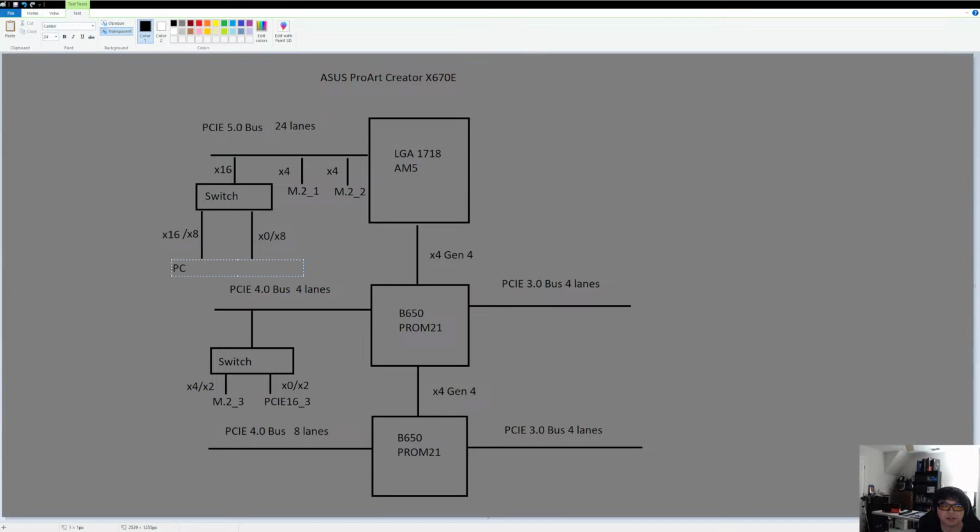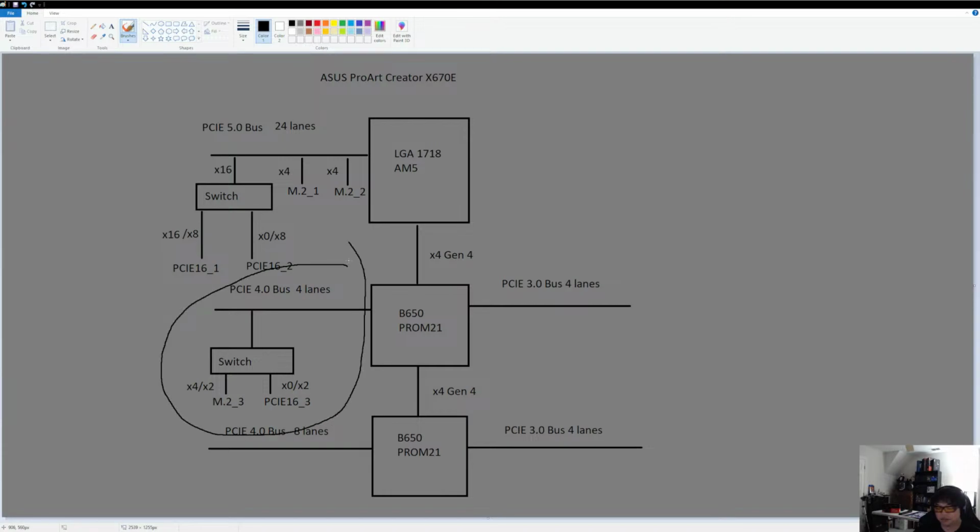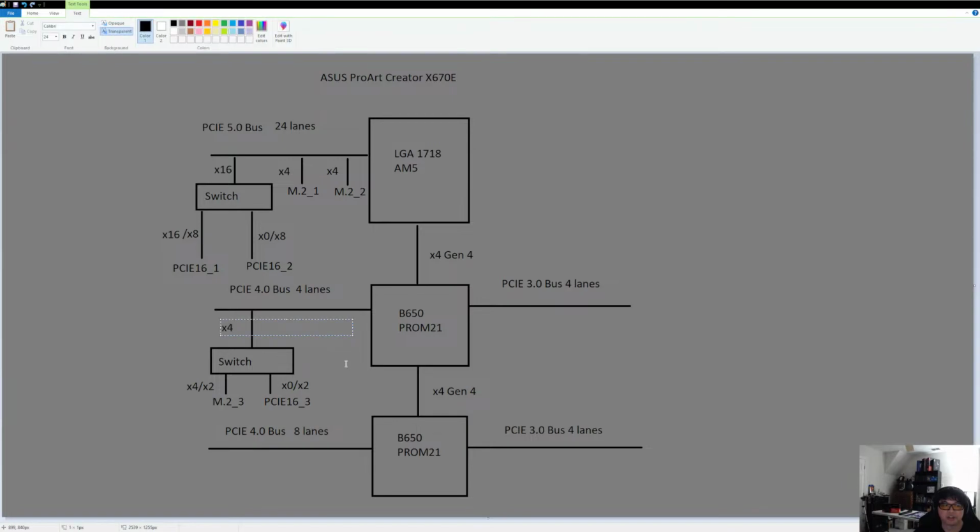So what I'm going to do is go ahead and label these, so anyone who is trying to follow along can easily understand where these things are on the motherboard. So this is the 4.0 lanes allocated on the primary chipset. They go to a switch. So that takes care of all 4 lanes on the primary chipset.